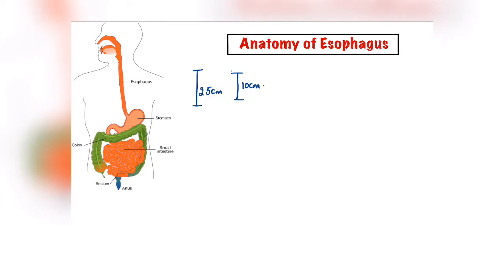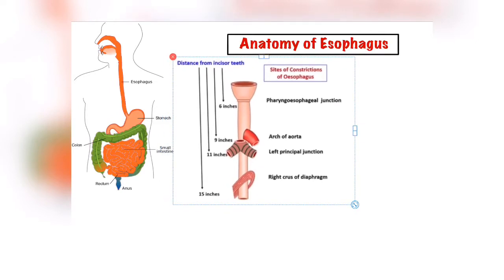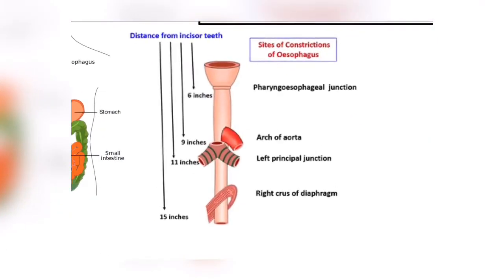And regarding the esophagus, we have to know about the constrictions of the esophagus. There are mainly 4 constrictions present. On the screen, you can appreciate the image. The first constriction is present at the pharyngoesophageal junction, at this point, and that is where the upper esophageal sphincter is present.